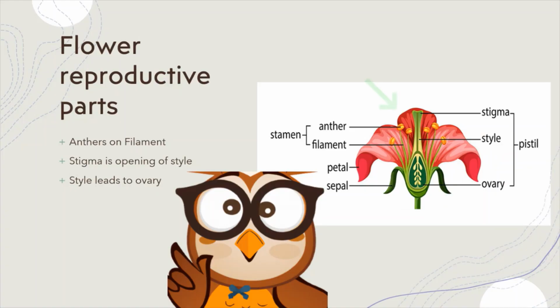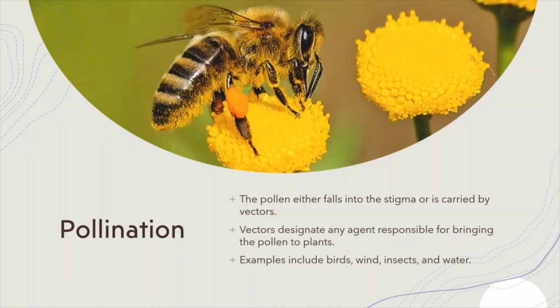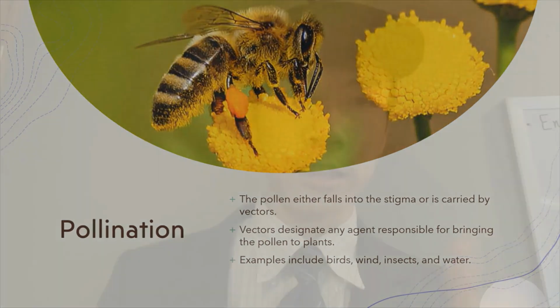Anyways, here are the reproductive components of a flower. Pollen is produced by the anthers on filament, and the ovules are produced in the ovary. The stigma is the entrance to the ovary, and there is a tube called the style between the stigma and the ovary. In order for it to reach the stigma, the pollen either drifts to it or is carried by a vector to the stigma. Vectors describe any agent that is responsible for transporting the pollen.